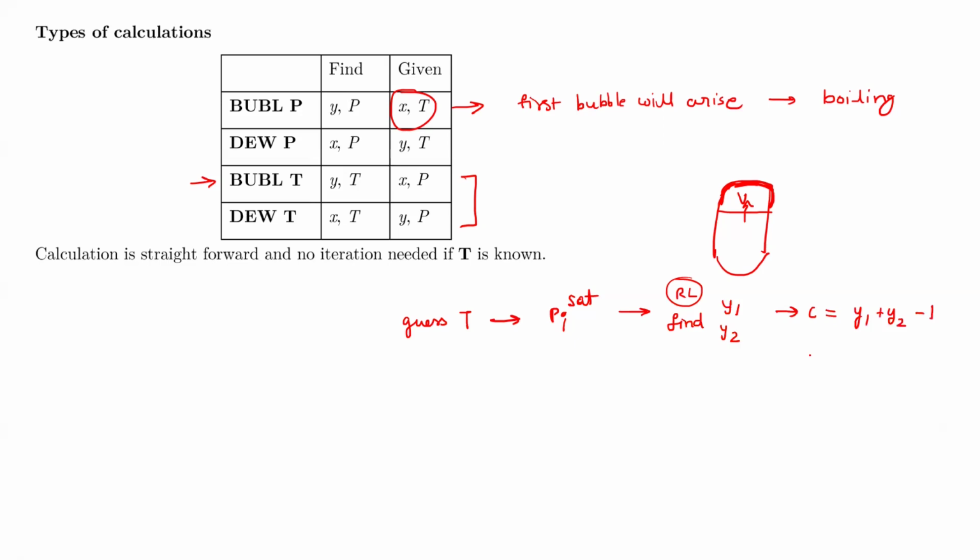Now if C equals 0, stop. If not equal to 0, guess temperature again. Guess T again. How will I guess temperature? There are a few methods. That is the Newton-Raphson method.